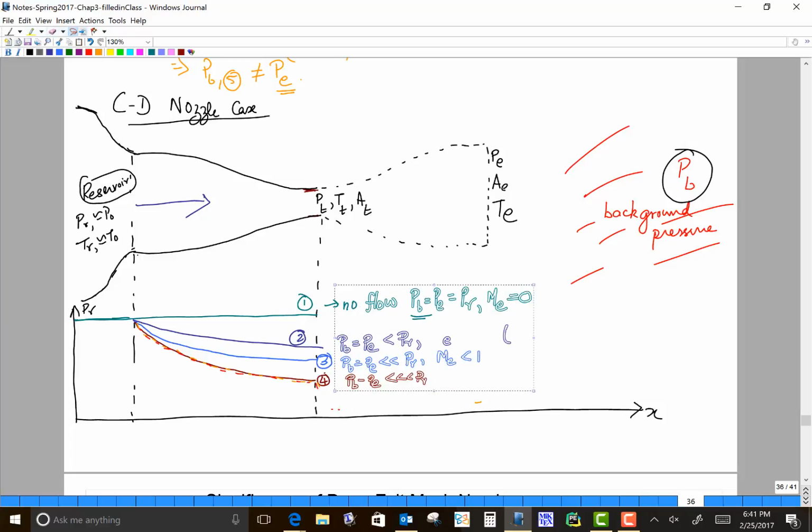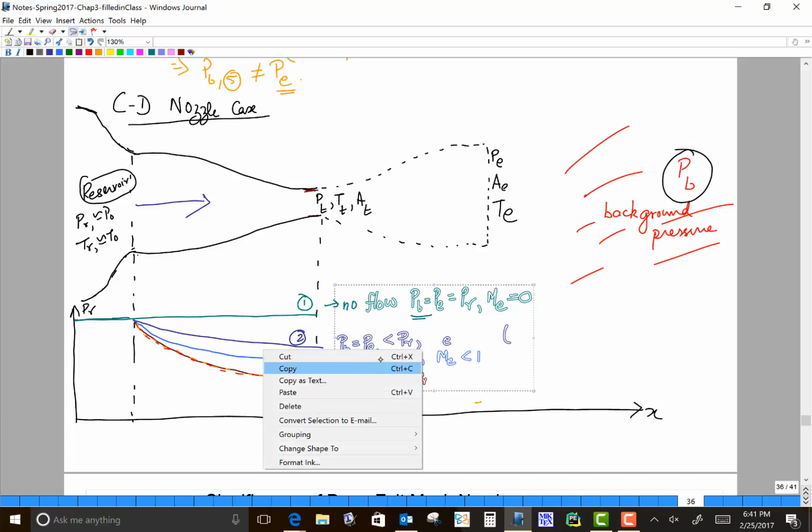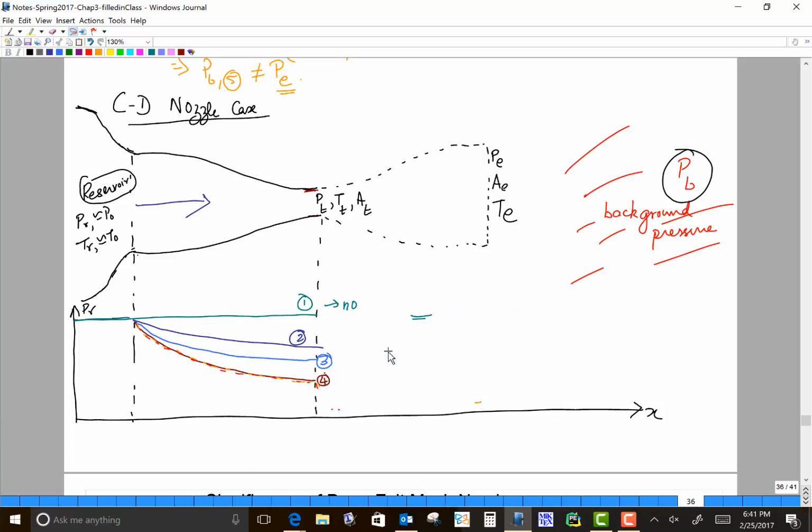So let me retain the numbers, the case 1, case 2, case 3, case 4 and case 5 numbers. Those are the numbers for the converging case. Now what I'm going to do is the following.